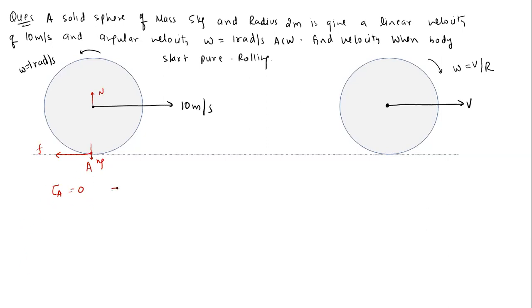So what is the initial angular momentum? It should be equal to the final angular momentum. What is the initial angular momentum? The angular momentum of the body is I about center of the mass into omega plus m r cross v. Fine. That is the initial angular momentum.